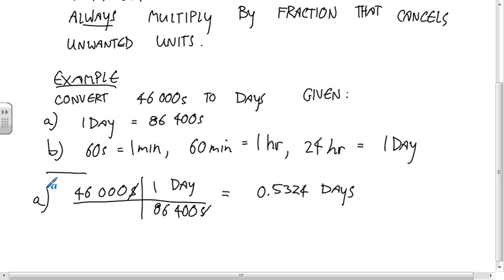That's part A. But now for part B, we're going to have to do it in 3 steps. We're going to first have to convert from seconds to minutes, and then convert from minutes to hours, and then convert from hours to days. And you can do it all in one fraction. Let's do it. Come with me. So our original quantity is 46,000 seconds. We're going to use that first fraction to get our answer in minutes.